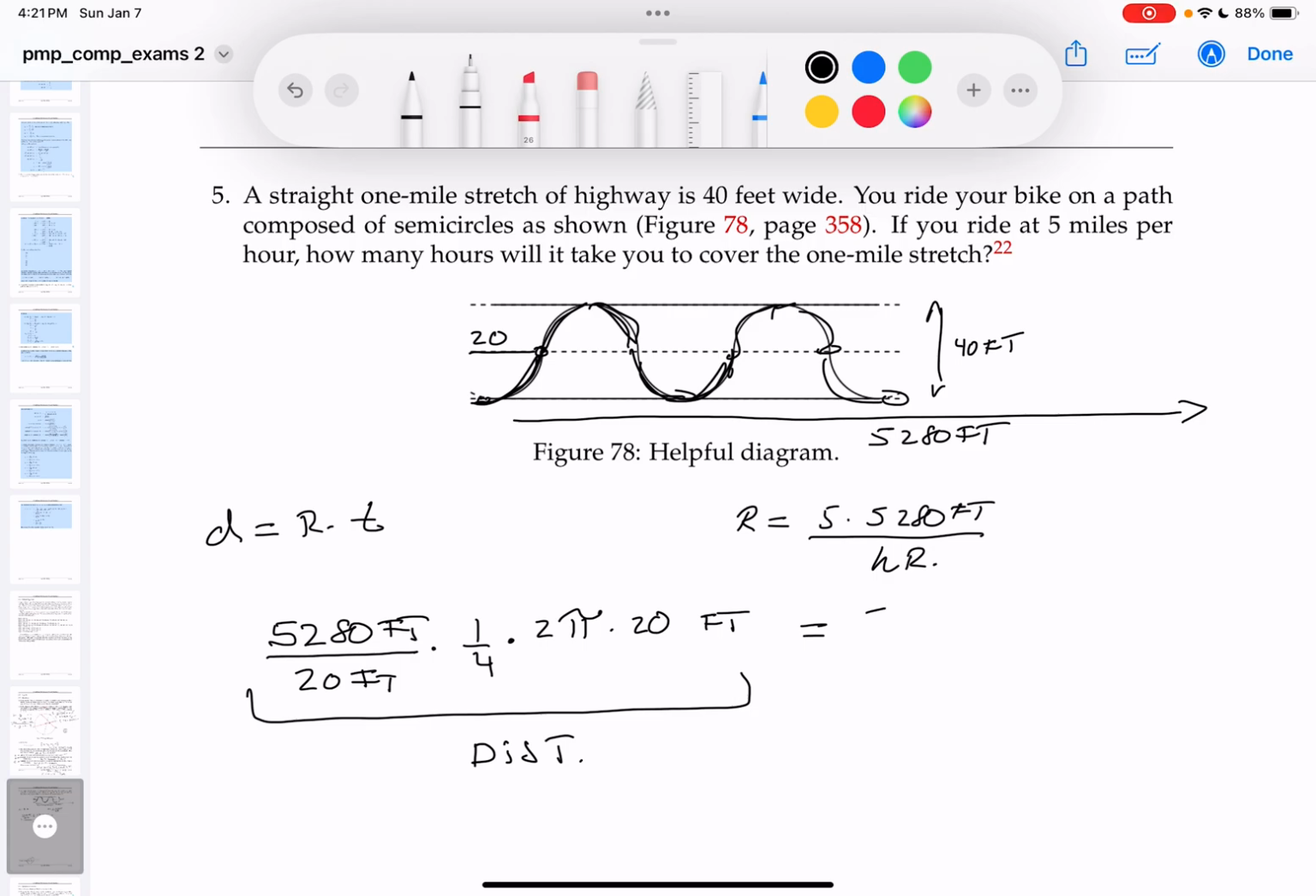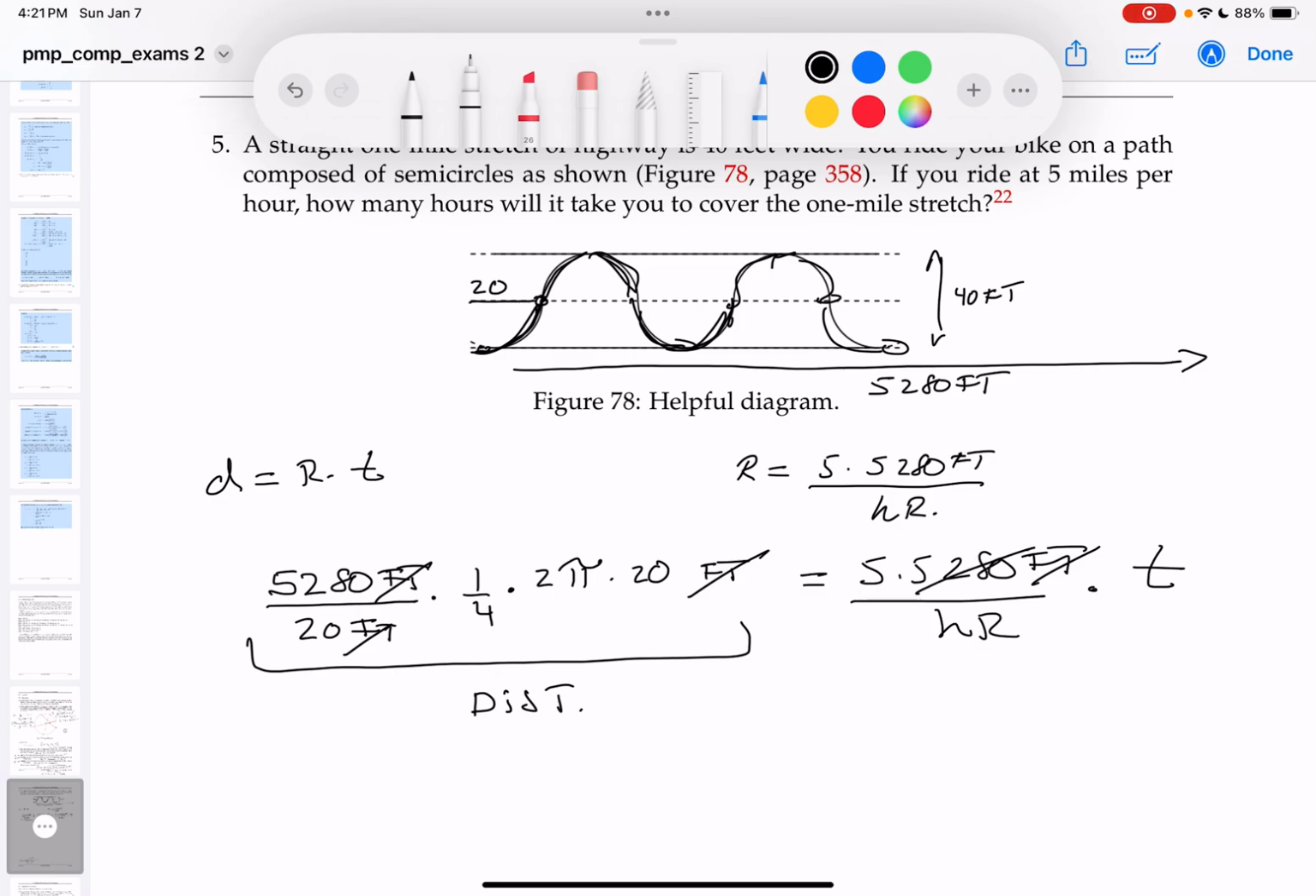Okay, what's going to be equal to rate, which is 5,280 feet per hour times the time. And the question is, how many hours will it take? Well, I notice some things you're going to be canceling off right away. Feet cancels there. Feet cancels here. 5,280 cancels. Makes it a lot easier for me. Let's take a look at this over here. 2 goes into 2 once, goes into 4 2 times, 2 goes into 20 10 times.